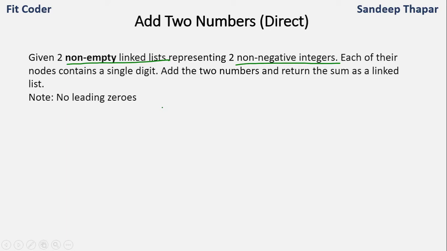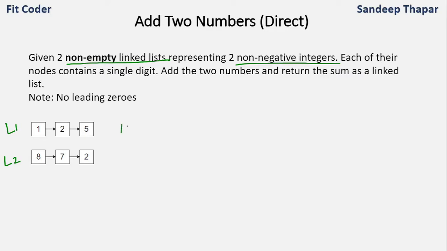Let's take an example. So we are given these two linked lists. This is list 1, this is list 2. So the first linked list represents the number 125 and the second linked list represents the number 872. So if we add them, we should get a linked list with the number 997 because that is the sum of these two numbers. Let's take one more example.